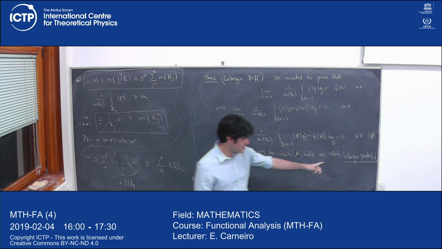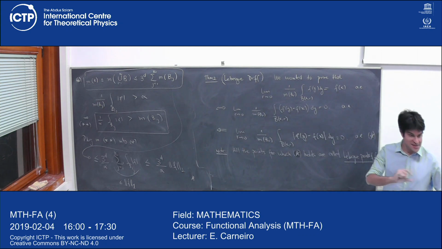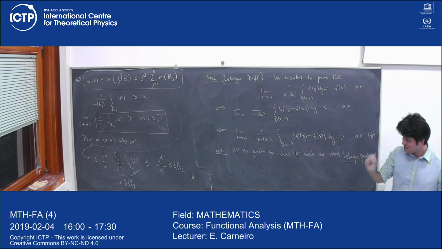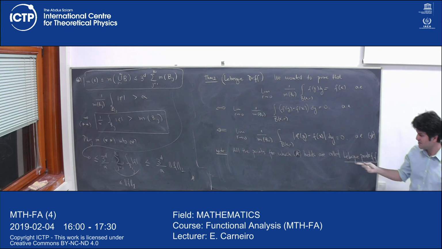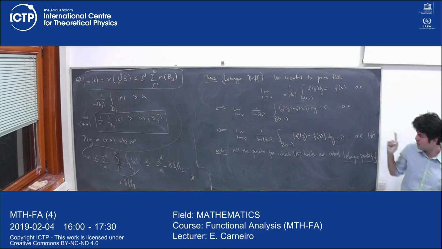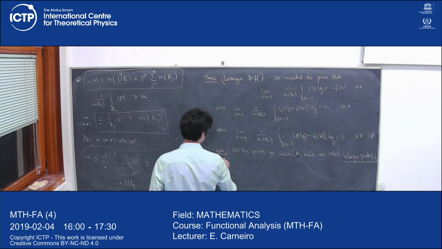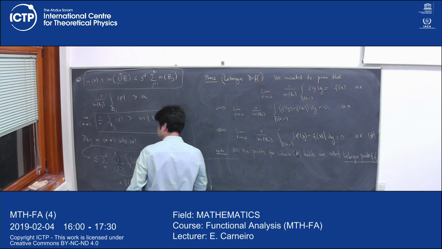Remember that Lebesgue points of f appeared in the statement of the last result in the last class. I said that something holds almost everywhere; in fact, it holds at all the Lebesgue points. So what we are going to prove with that is that almost every point is a Lebesgue point. Okay, we're going to prove star. Good. So let us prove star.